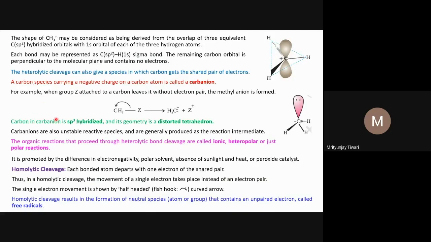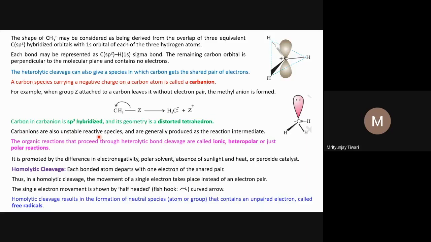So, carbanions are also unstable reactive species. And why are they reactive? Because of the presence of a negative charge on them. So they are unstable species, and they are formed as an intermediate, generally produced as a reaction intermediate. The organic reactions that proceed through heterolytic bond cleavage are called ionic or heteropolar or just polar reactions.